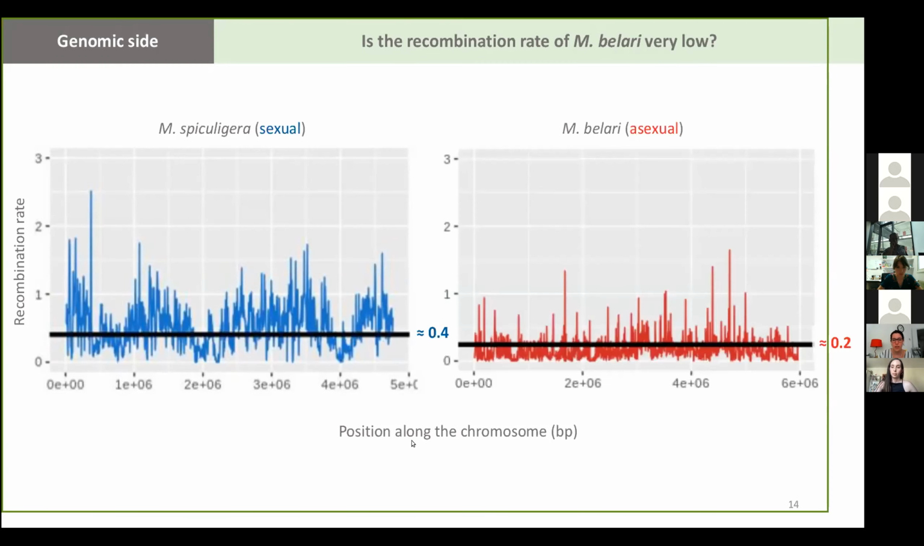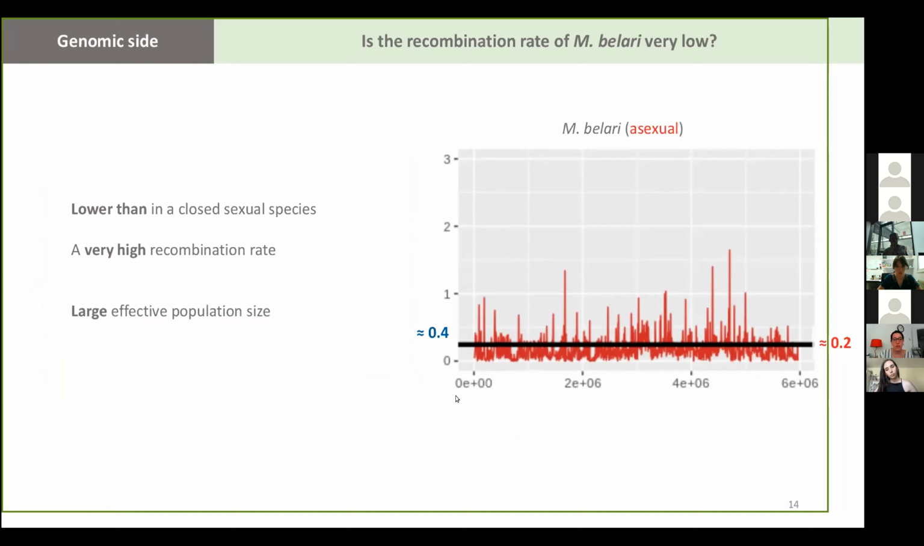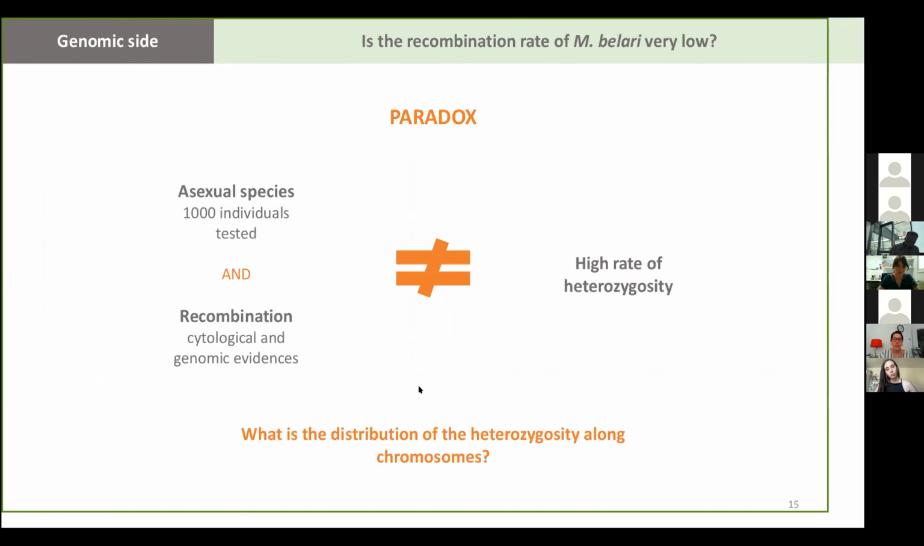Now for our asexual species, Mesorhabditis belari, we have a mean value of 0.2, which is half that of the close sexual species, but it's still very high. So there is recombination in this species, and it also suggests a very large effective population size. So here we have a paradox because we have an asexual species with 1,000 individuals in the lab and never find any sexually produced female, and we have cytological and genomic evidence for recombination. However, we have a high rate of heterozygosity.